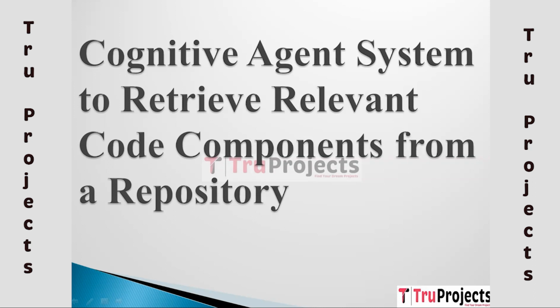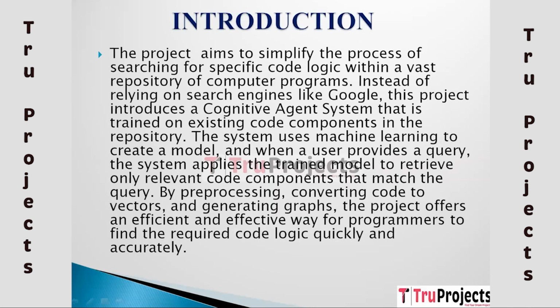Projects. In this video, we are going to explain a cognitive agent system to retrieve relevant code components from a repository. Introduction. The project's goal is to make it easier to find certain code logic among a large library of computer programs. Rather than relying on search engines such as Google, this project provides a cognitive agent system that is educated on existing code components in the repository.